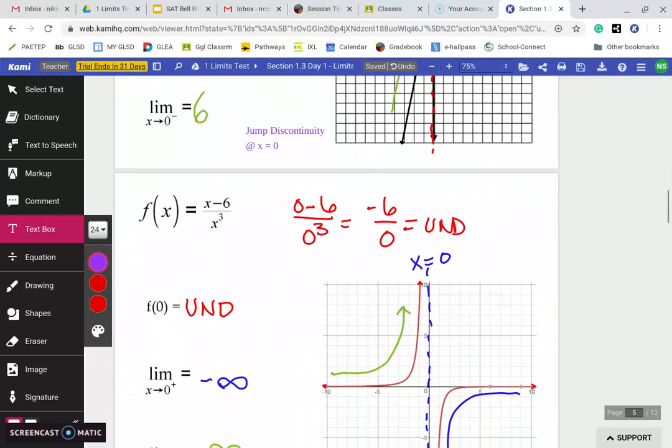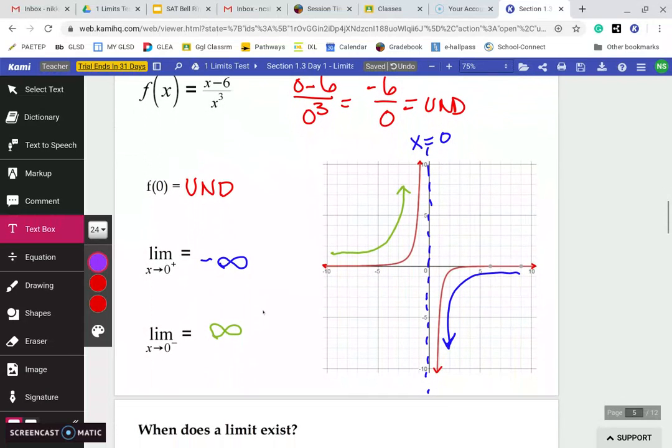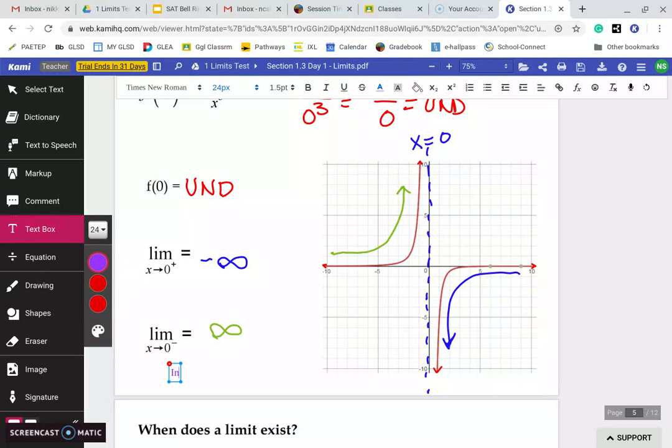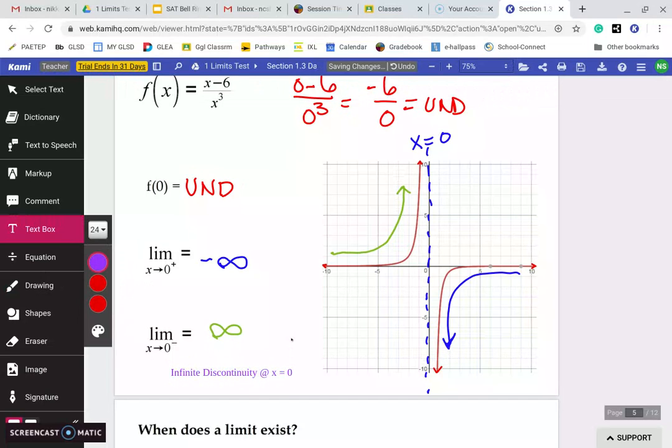And finally, and this is usually the one everybody remembers, it's when either of your limits equal infinity. Now, it doesn't matter if they match or if they don't match. They could both be infinity. They could both be negative infinity. If infinity is involved, then it's called an infinite discontinuity. And again, that's just at the x value that you tested. Okay? So it's an infinite discontinuity at x equals 0.